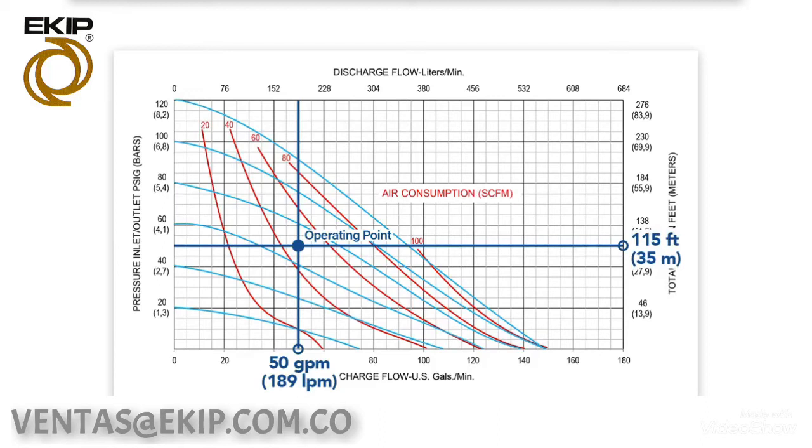From this operating point, the performance curve identifies the AODD pump's air consumption by following the red curve axis. In this example, by following up the red curve axis, which lies between 40 and 60 SCFM, you can expect the AODD pump's air consumption to be about 48 SCFM.